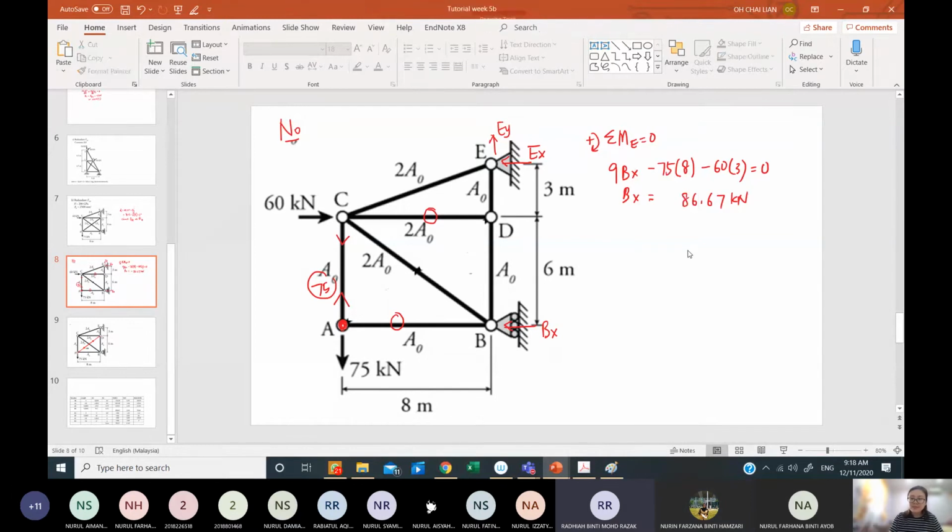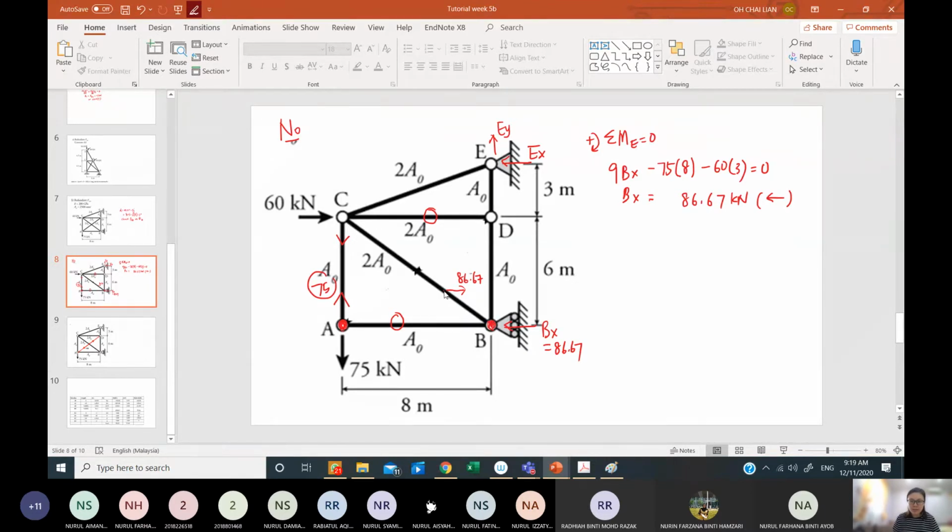Okay, so this direction is correct, right? This direction is okay, thank you. So now I've solved my Bx. I can actually continue with all this without solving my Ex and Ey. Let's try. I'm at B. I know my Bx is 86.67, so I have only one horizontal unknown left. Okay, balancing this Bx at B, I don't look at other joints, I look at B now.